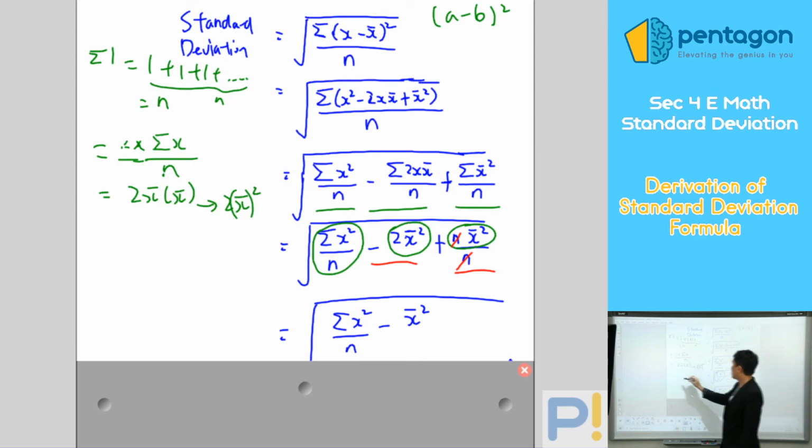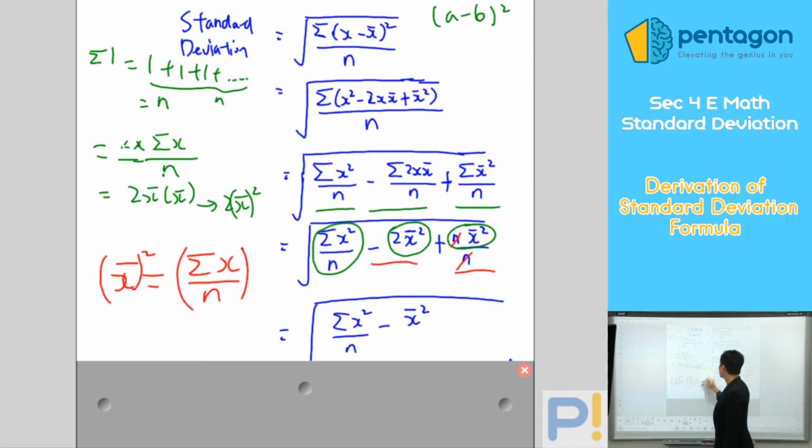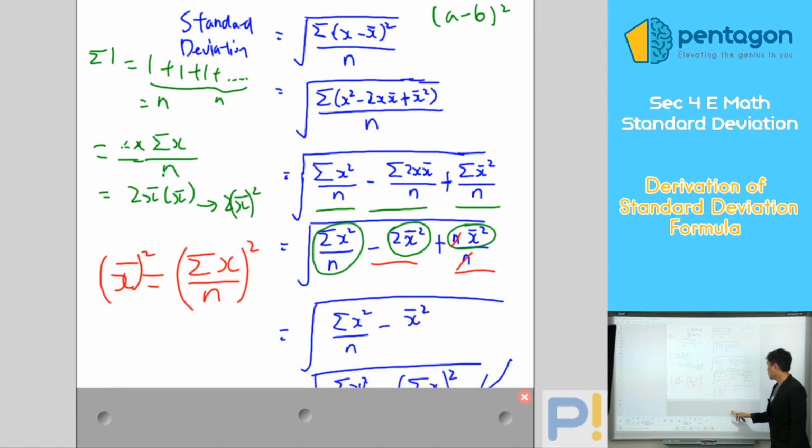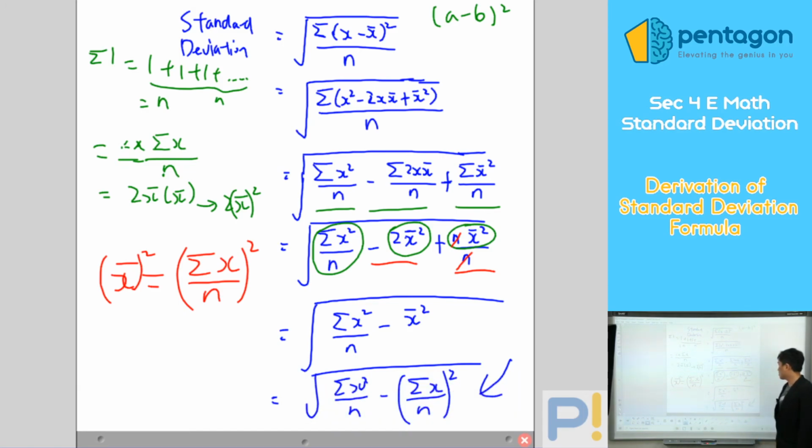And I'm going to re-express my x bar into the long form. That is the summation of x over n, so this is squared. And this is the final form of the standard deviation formula you see in your textbook. Summation of x squared over n minus the summation of x over n, which is the mean, squared.